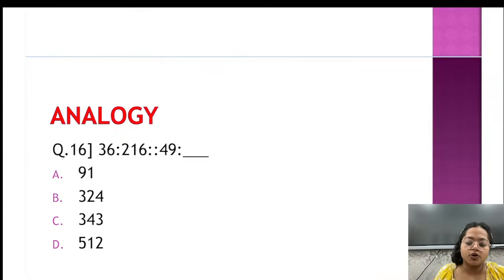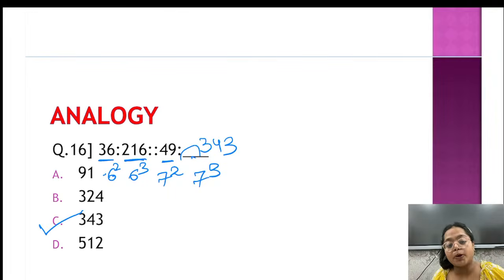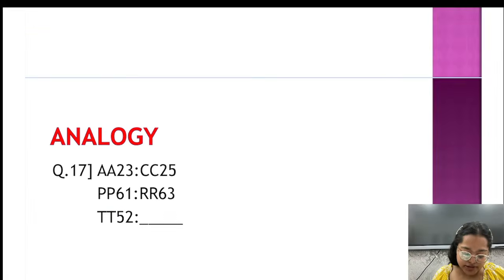Solved? Okay. So 36, 216, 49. Any pattern? So 36 is 6 square, and 216 is 6 cube. 49 is 7 square, so the series would become 7 cube. So what is 7 cube? 343. So the correct option would be option C. Easy questions or not?